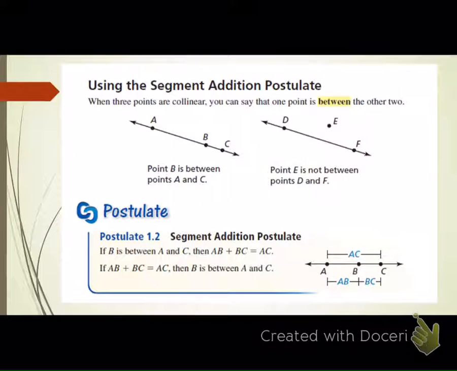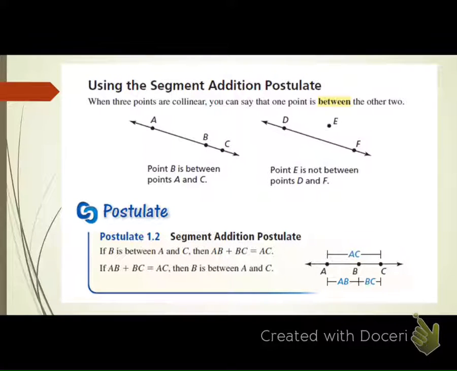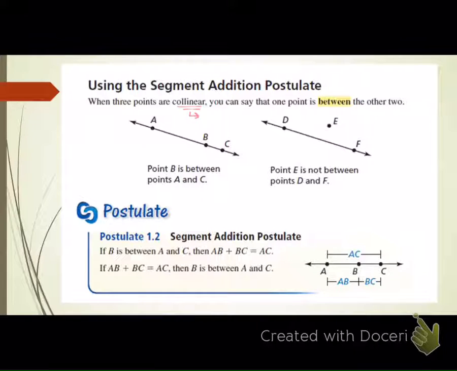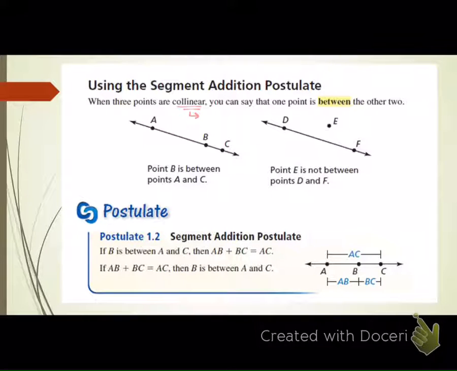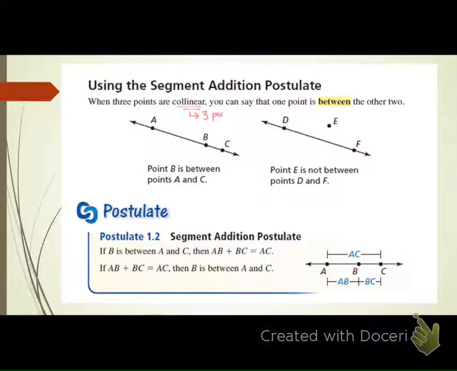All right. So using the segment addition postulate, when 3 points are collinear, remind me what collinear is. Logan, what is collinear? It's when two lines are the same. Not two lines, but points. Oh, points. How many points make something collinear? At least how many points? 3, because 2 points make a line, so it has to have at least 3 points. So 3 points on the same line.